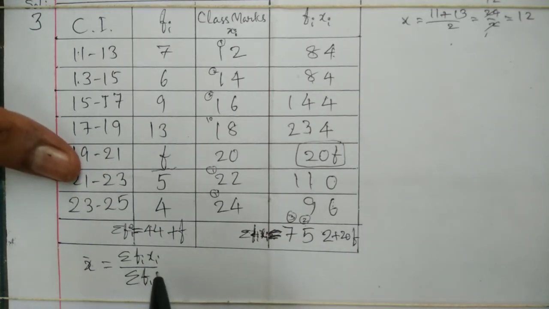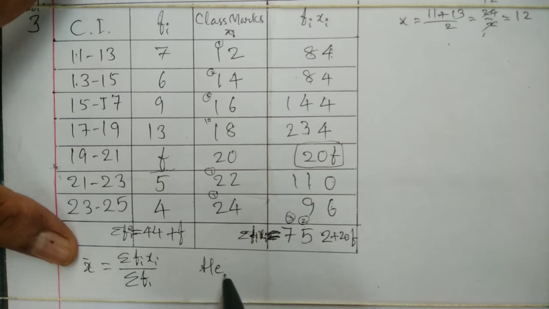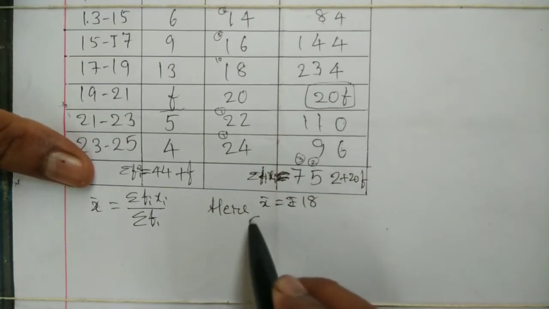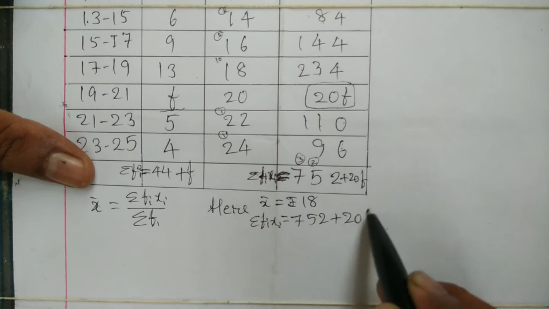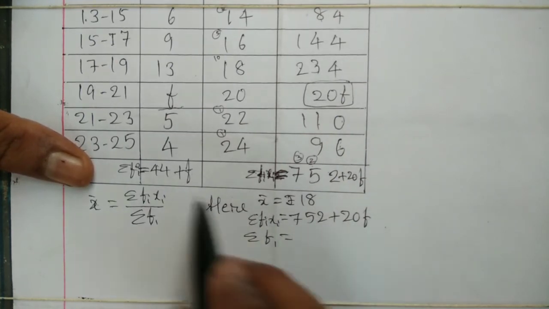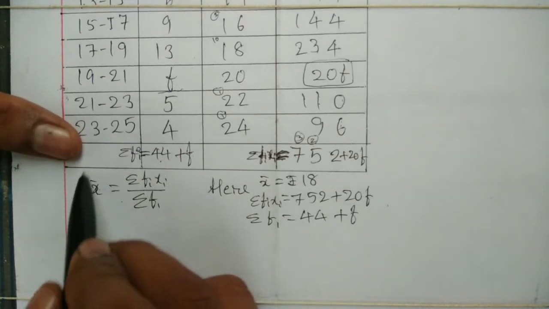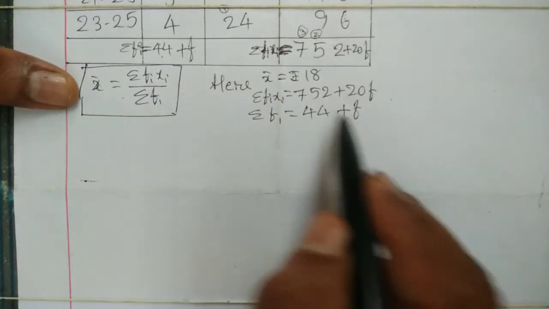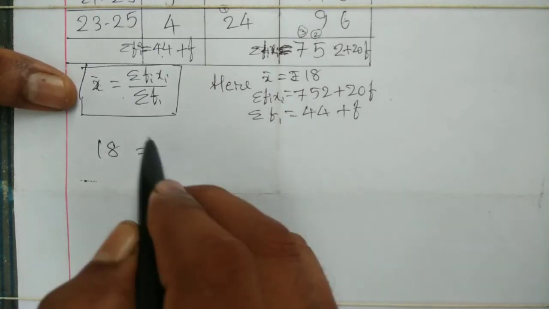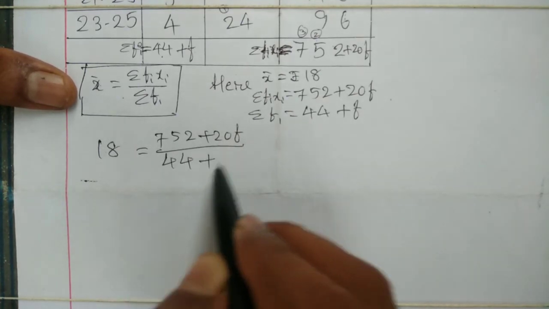Now we have to substitute in this. Here the mean is already given, x bar is equal to 18 rupees. Now we have found sigma fi xi, 752 plus 20f, and sigma fi is equal to 44 plus f. Now we have to substitute these values in this formula. X bar, 18, is equal to 752 plus 20f by 44 plus f.